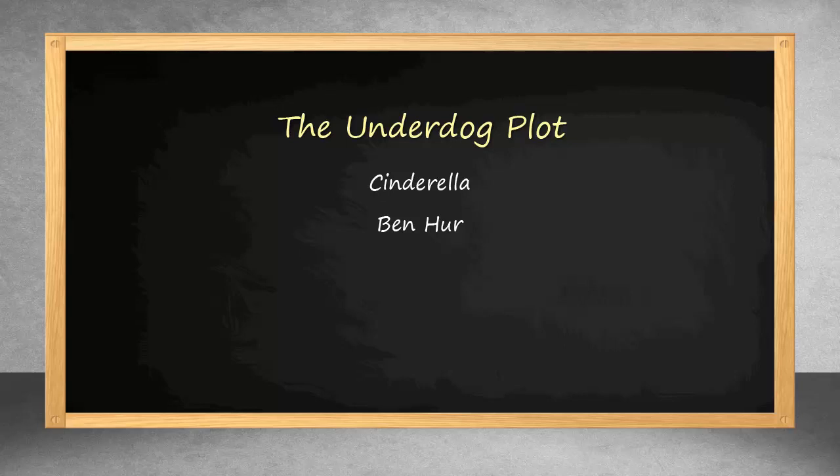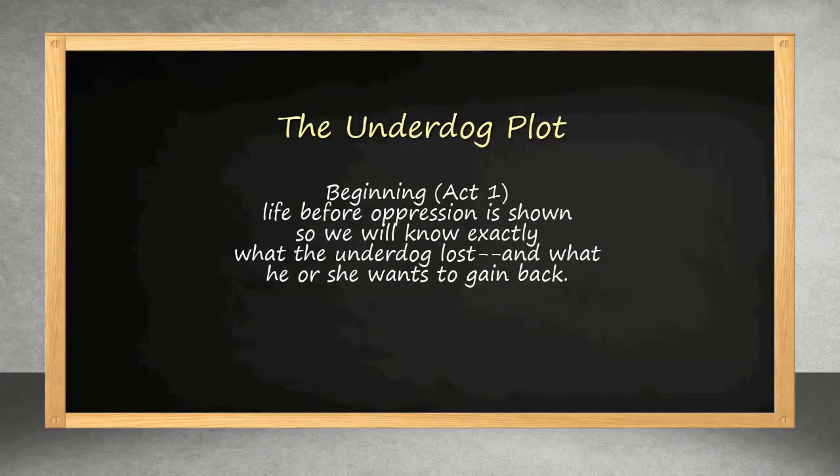In the underdog plot, things are not equal. There's not a level playing field. The protagonist is at an extreme disadvantage. It looks like there's no way that they can win or overcome their situation. The novel Ben-Hur is a good underdog plot, which was, by the way, the first novel that Sears and Roebuck published in their catalog.